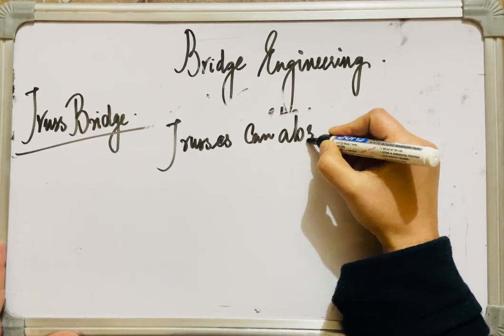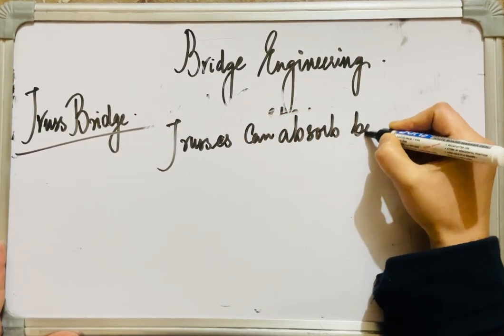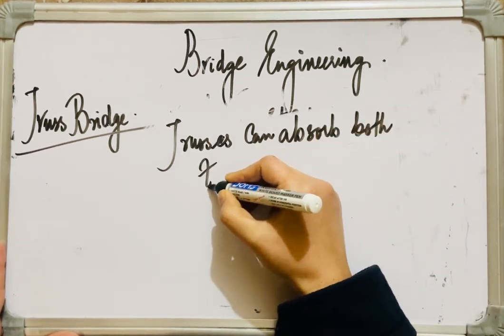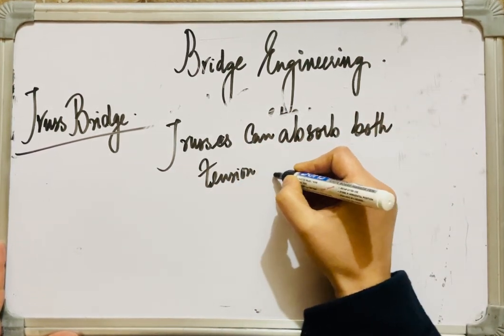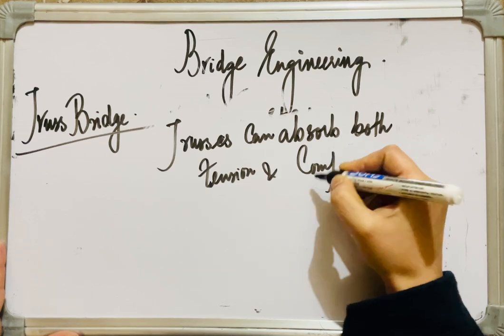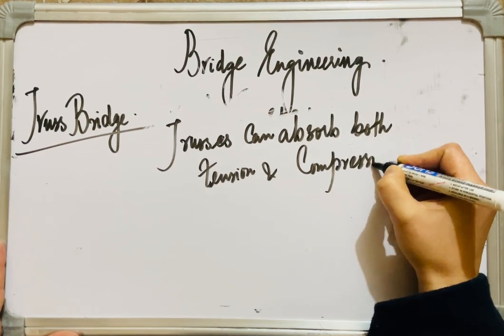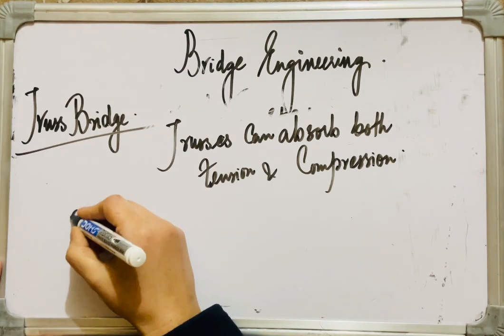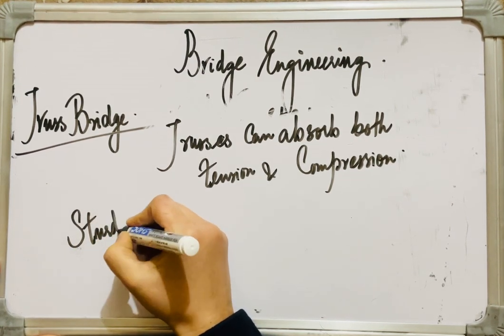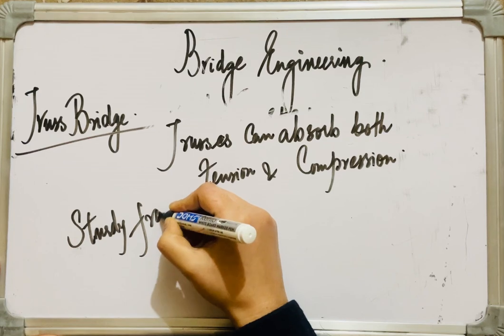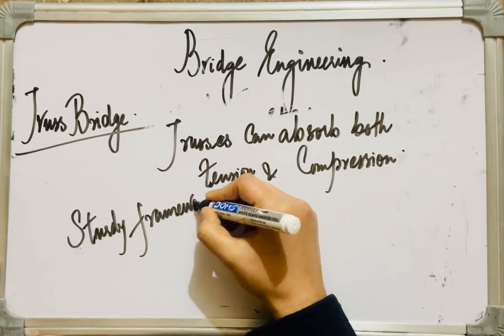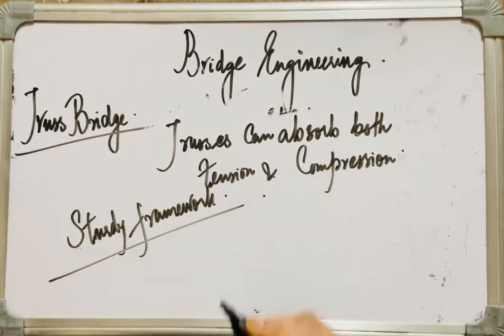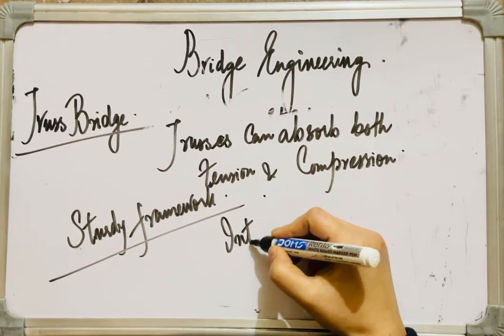They can absorb both tension and compression. These truss bridges are renowned for their sturdy framework, which is made of interconnected triangles known as trusses.